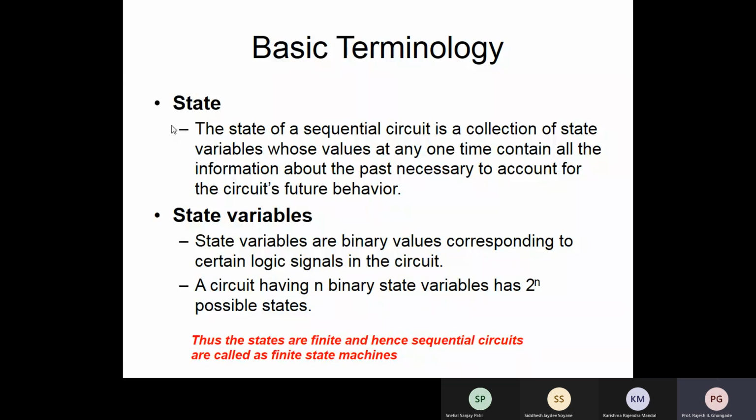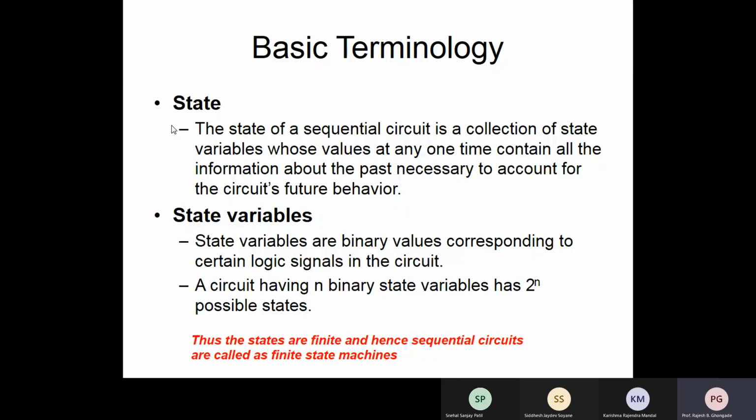Then what are the state variables? These are simply the binary variable values corresponding to certain logic signals in the circuit. We'll see with an example. A circuit which has n binary state variables has 2 to the power n possible states. Please remember this. Very, very important concept here. Therefore, the states are finite, and hence sequential circuits are also called finite state machines.